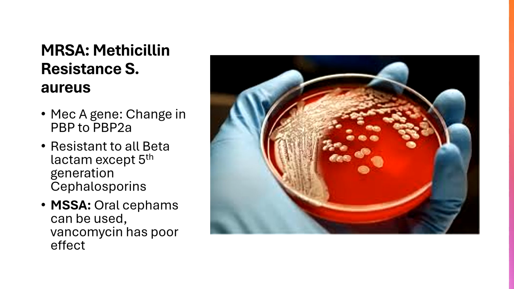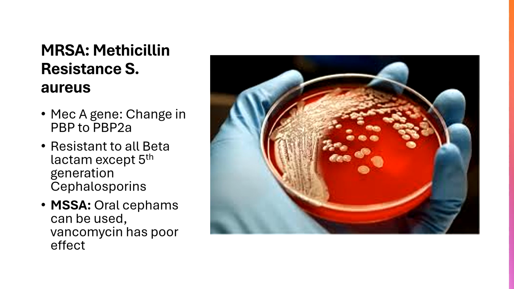Now we'll discuss MRSA in brief. MRSA is methicillin-resistant Staphylococcus aureus, which is due to the mecA gene. There is a change of penicillin binding protein to PBP2A. We already discussed this, so the protein has changed and now no beta-lactam can bind. It's not only for the penicillin group. All beta-lactams, except 5th generation cephalosporins, cannot act against methicillin-resistant Staphylococcus aureus. 5th generation can act. Here the drug of choice becomes vancomycin.